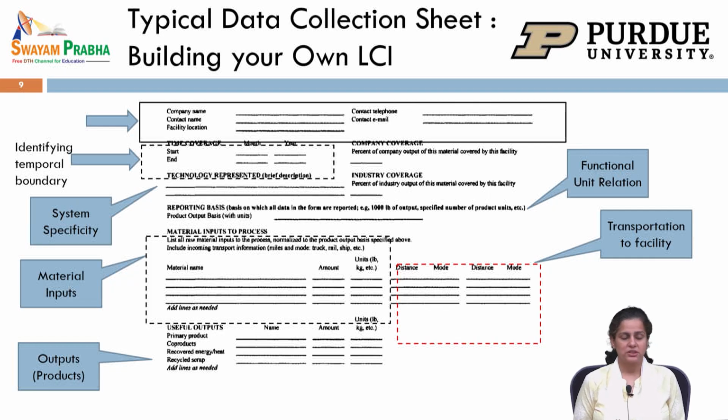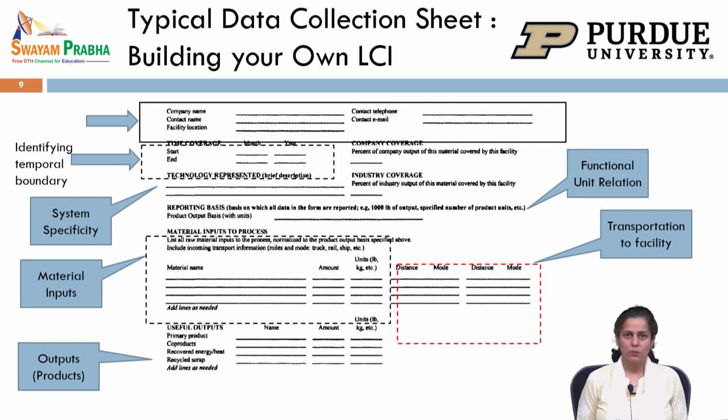System specificity: remember in the scope phase we said that we identify which option to model. So this is basically the technology represented. Then we have the material inputs and outputs. You can see that material inputs to process include all the raw materials. It can also be the energy, and you can add more lines as needed for the specific process. The outputs are mainly the primary product, co-products, or there is also recycled scrap. So you can see that there are other releases and mainly products and co-products.